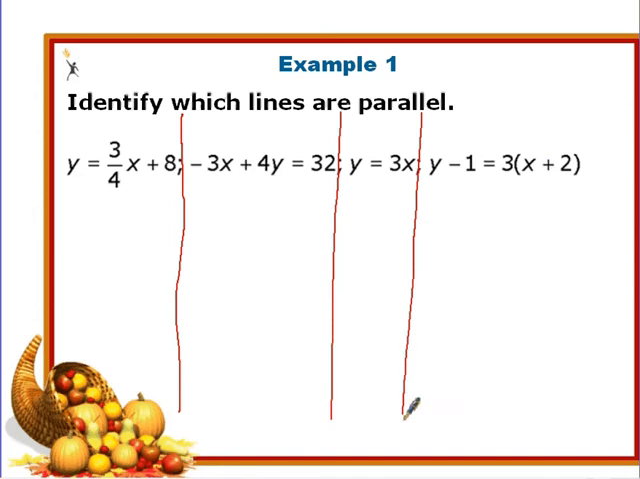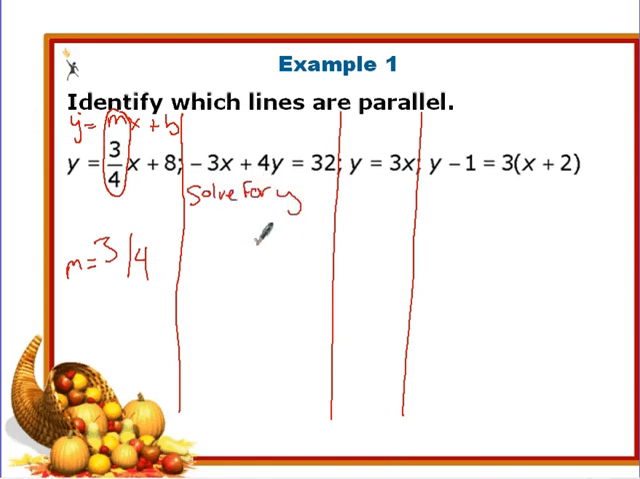What we need to do is figure out the slope. This one is in the y equals mx plus b form, so the slope is the number that's in front of x. Our slope here is 3/4. This one we are going to need to solve for y before we'll know what the slope is.